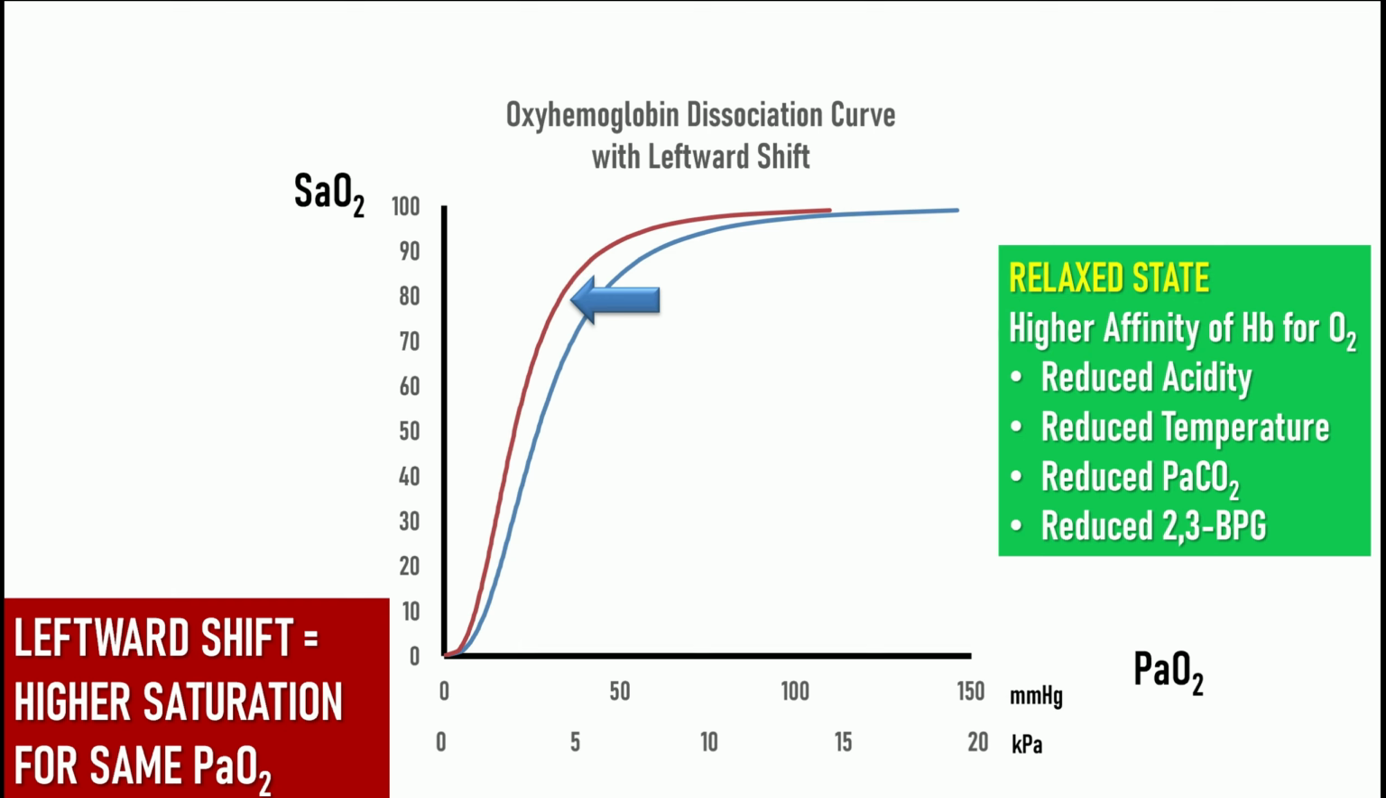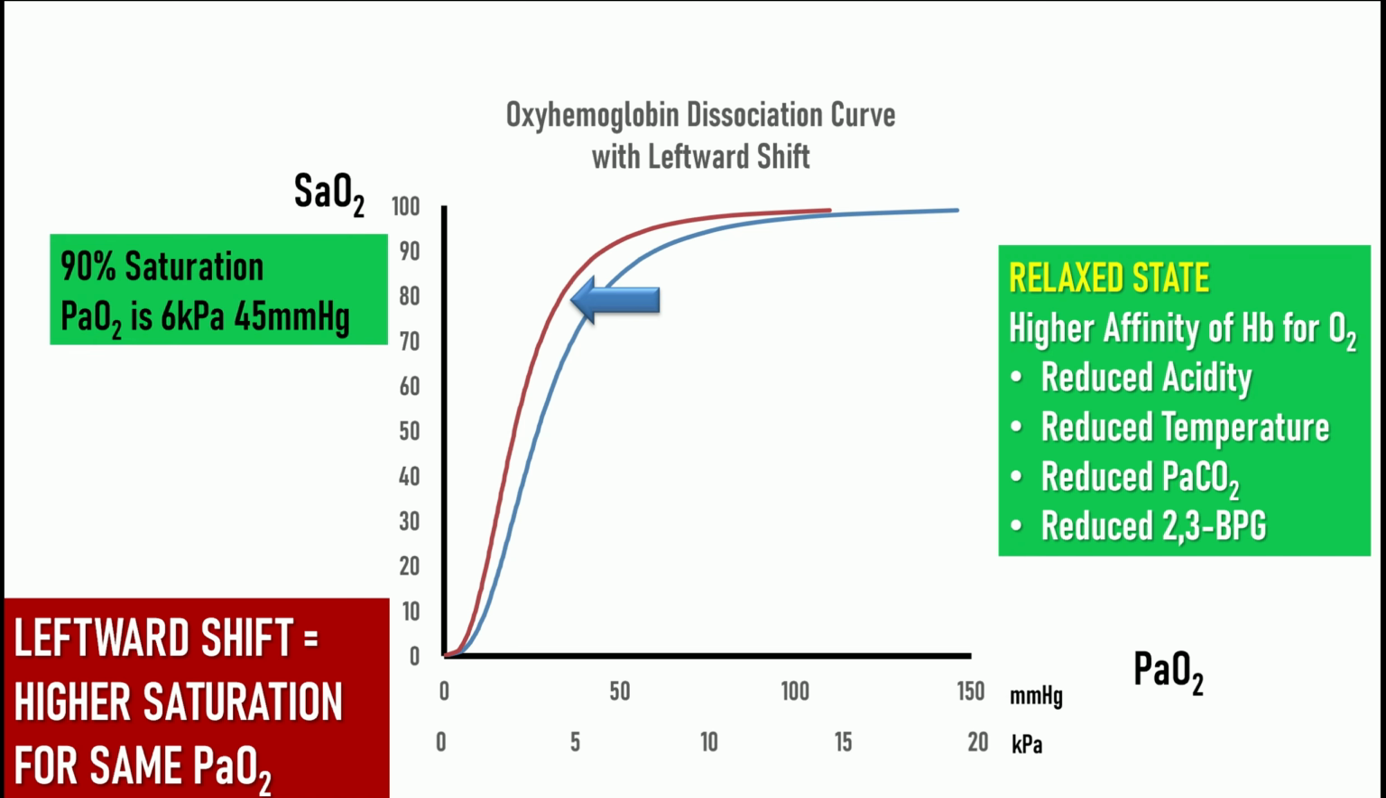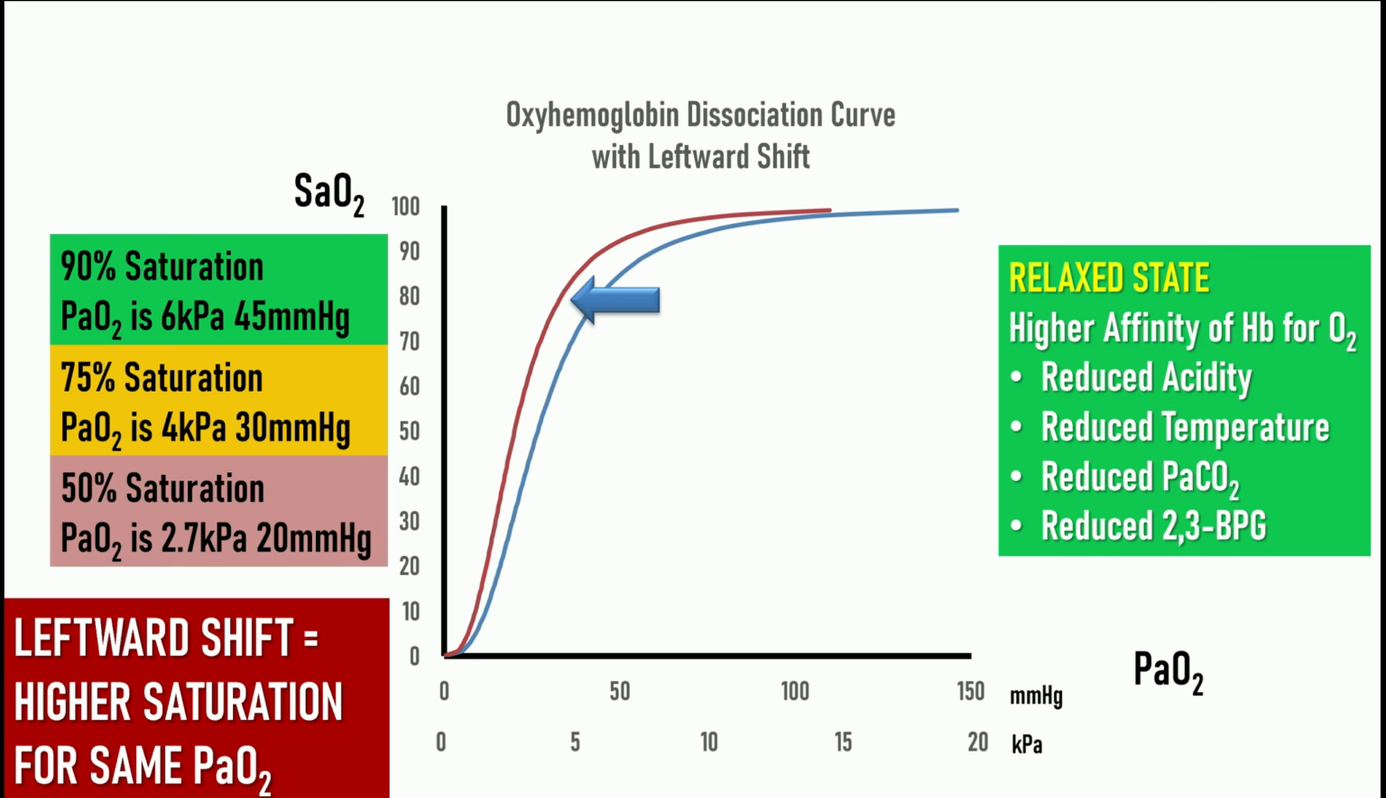In this setting, the numbers can be a bit of a surprise because the PaO2 is much lower than you would expect for the level of hemoglobin saturation, particularly if detected by a pulse oximeter. For example, at 90% saturation, the PaO2 may be 6 kilopascals or 45 millimeters of mercury. At 75% saturation, the PaO2 may be 4 kilopascals or 30 millimeters of mercury, and at 50% saturation, the PaO2 may be 2.7 kilopascals or 20 millimeters of mercury.